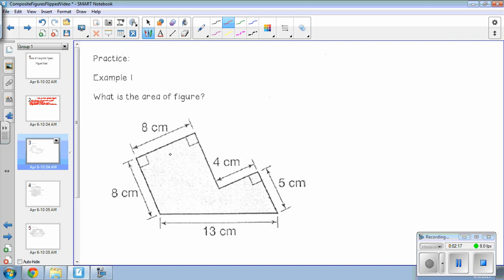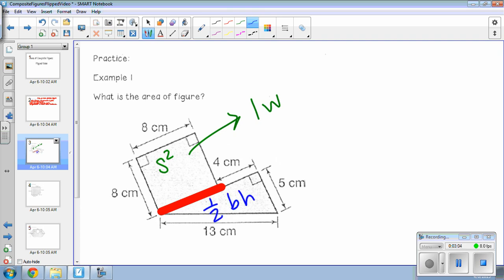So let's look at this first example that we have right here. If you look at it, obviously it's got some measurements on it, but it doesn't have an identifiable shape. So what we can do is break the figure up into shapes that we know. If we draw a line right here, we've got a square and then we've got a triangle. So that was step one. Step two is going to be to write the formulas. So for the square, we can either do side squared or technically that can be length times width. They're just going to happen to be the same number this time. For the triangle, it's going to be 1/2 base times height to find the area there.